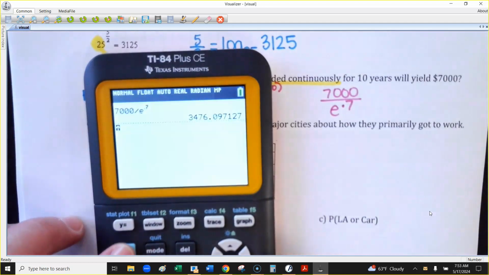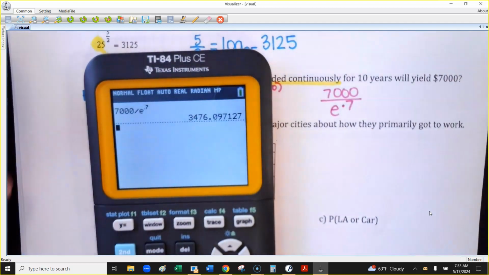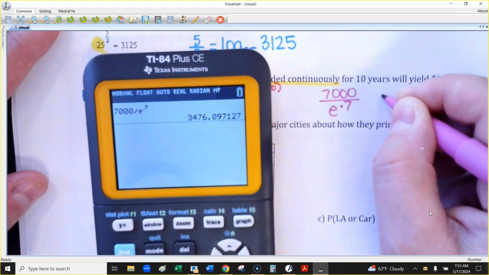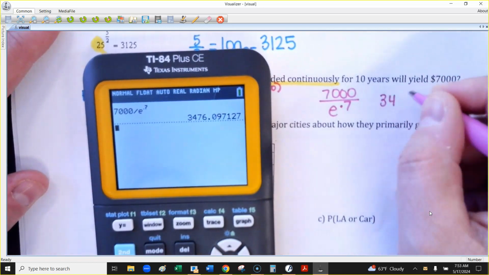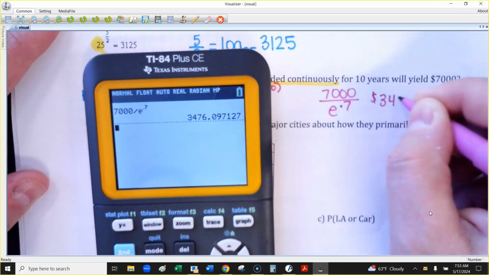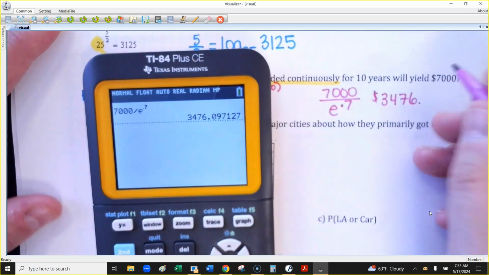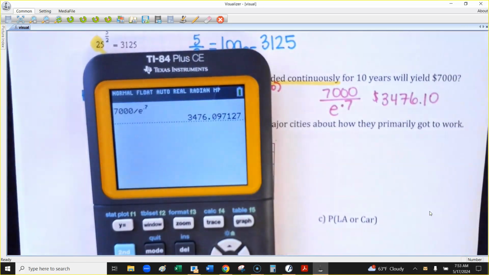Now, we're talking about money in this question, so I should round to 2 decimal places. So we're going to say, let's see, $3,476.10 if I round to the nearest tenth there. That would have been the investment.